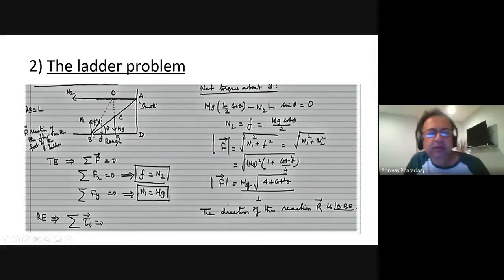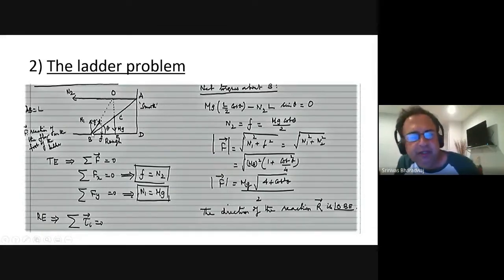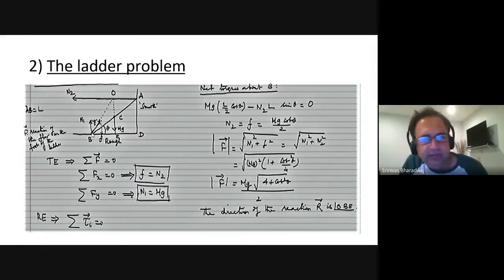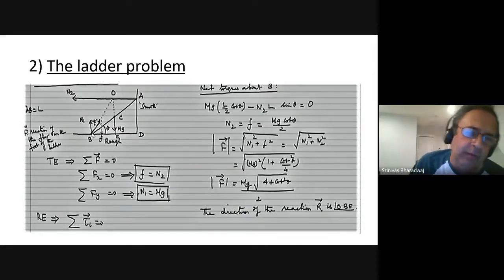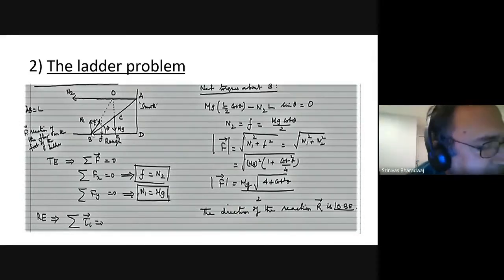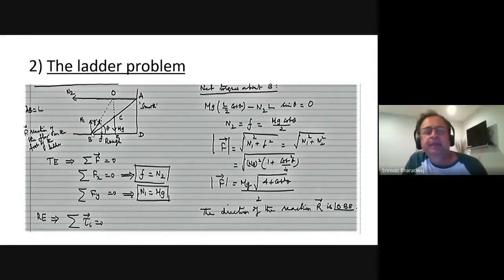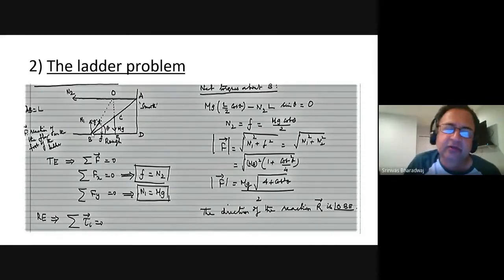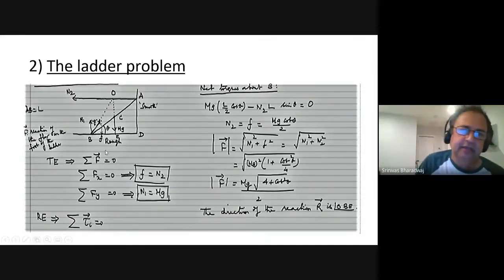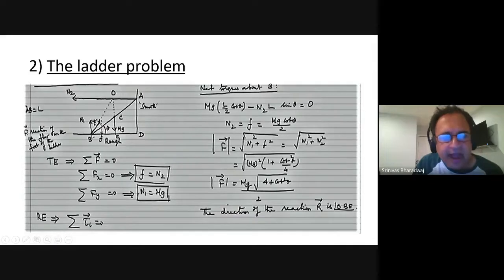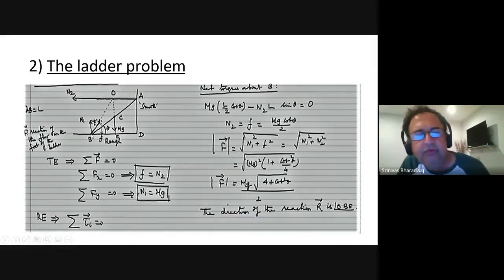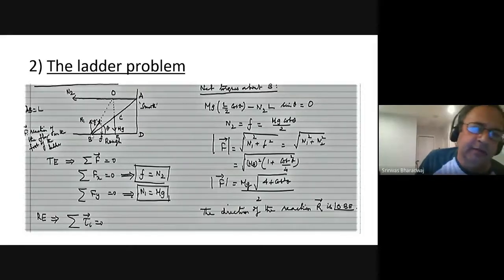Do you know why he's doing moments about B? It is because he can then kill two birds with one stone. You always take moments about one point which has multiple forces acting through it, because the r in that case will become 0. So in this case, the r cross F for both N1 and friction about the point B will become 0 when you take moments about the point B.